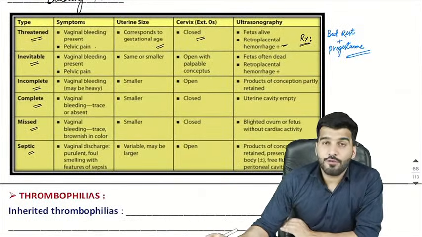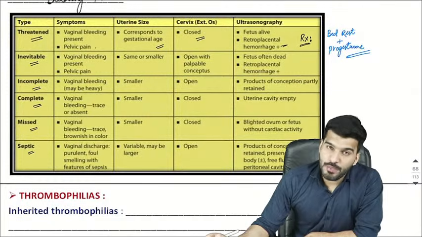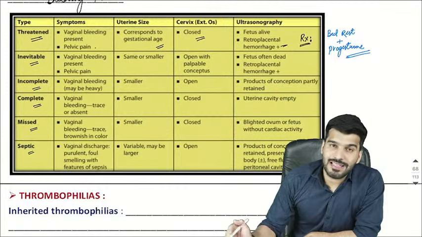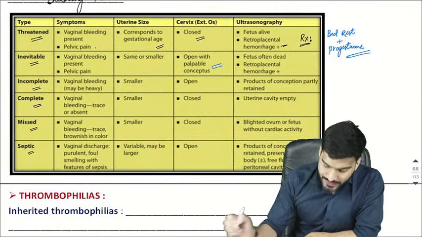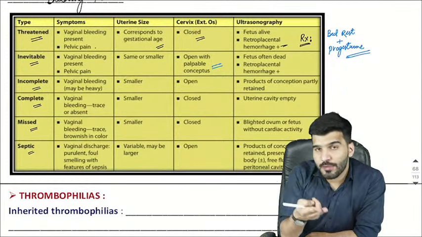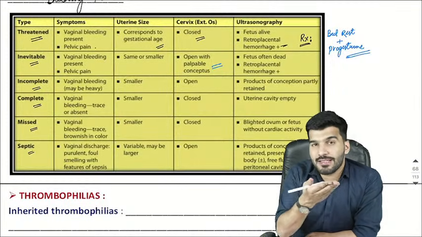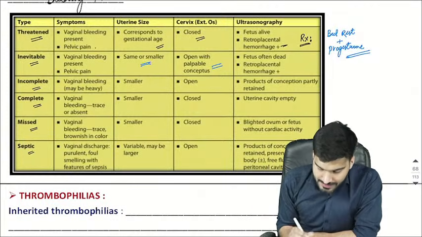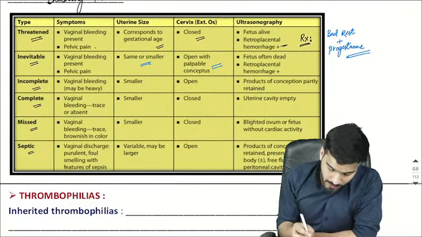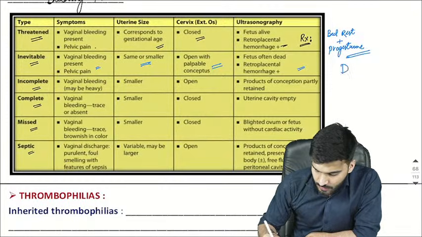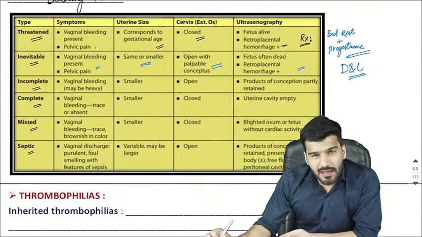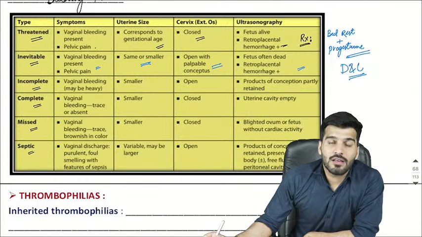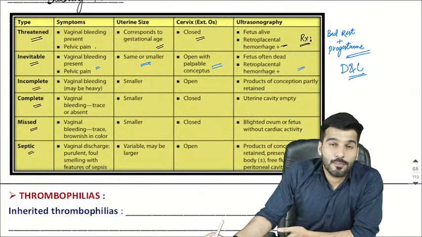Then, in inevitable abortion, a patient will come with pain abdomen and bleeding per vaginum. On examination, you will see the os is open with palpable products. That means when you do the per vaginal examination, you will see that products are bulging or hanging, or the process is going on. Uterine size can be either the same or smaller. That's what I have mentioned already. So what will be the management? You go for D&C. In early cases you can do suction and evacuation, but usually in 80-90% we go with dilatation and curettage, because suction and evacuation can only be done up to 10 to 12 weeks.